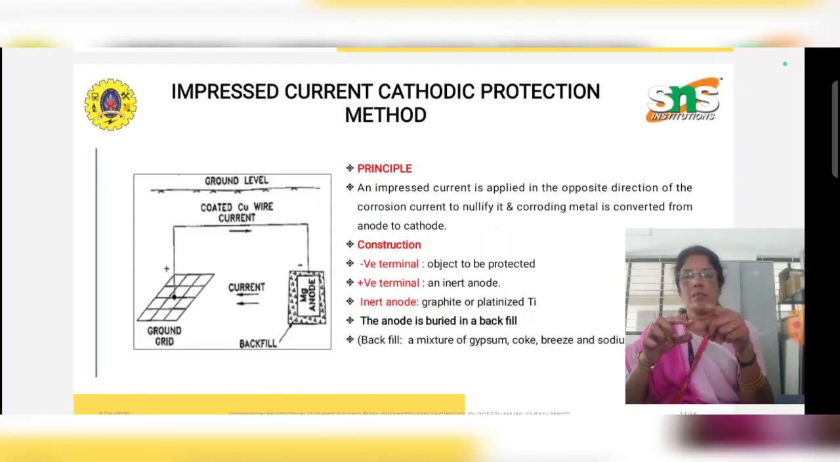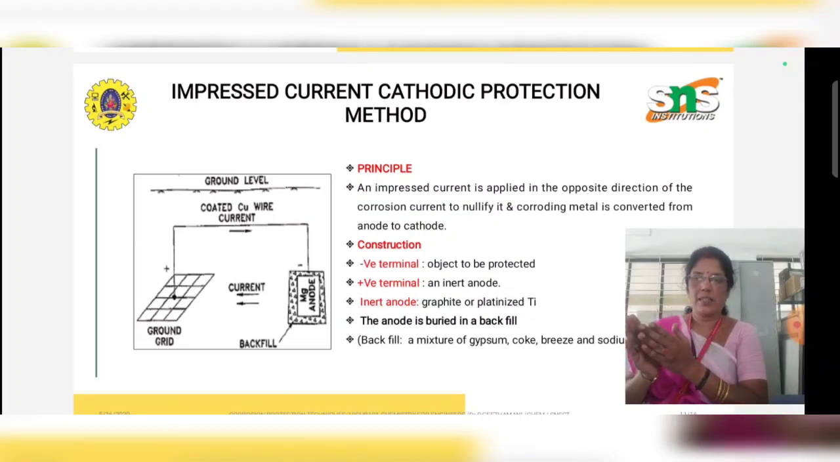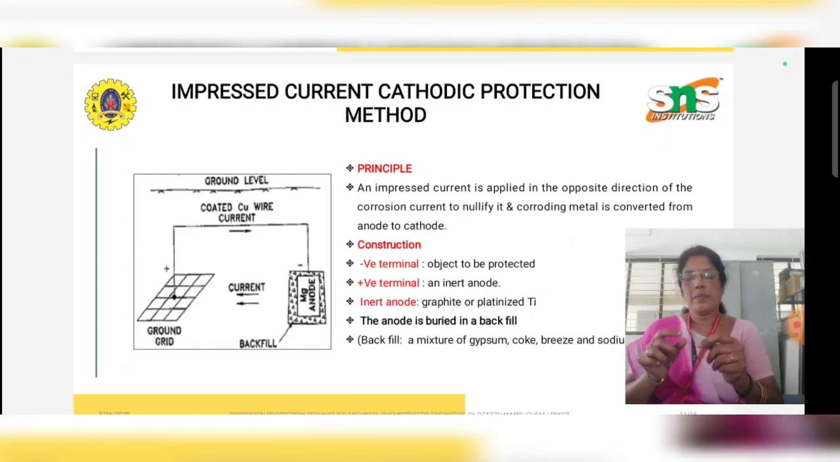The negative terminal is called the cathode. The positive terminal is called the anode. The metal to be protected is connected to the negative terminal of the battery. So when it is connected to the negative terminal of the battery, it acts as the cathode. The positive terminal of the battery is connected to the inert anode.